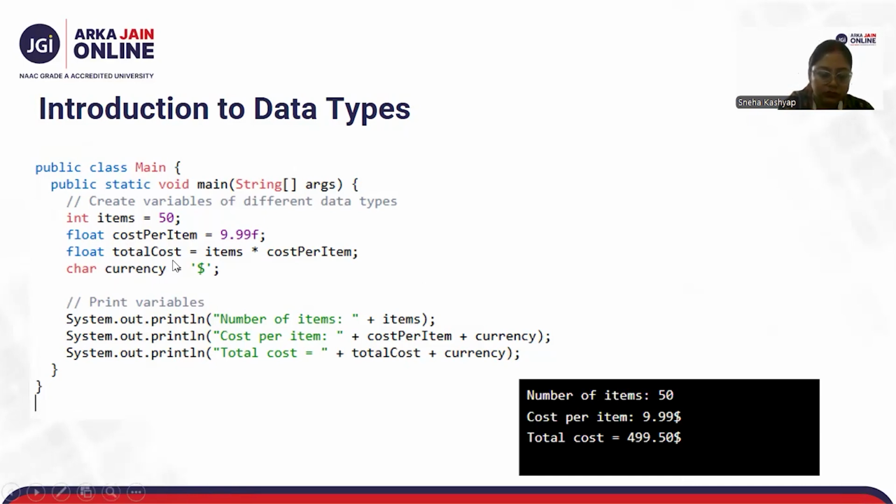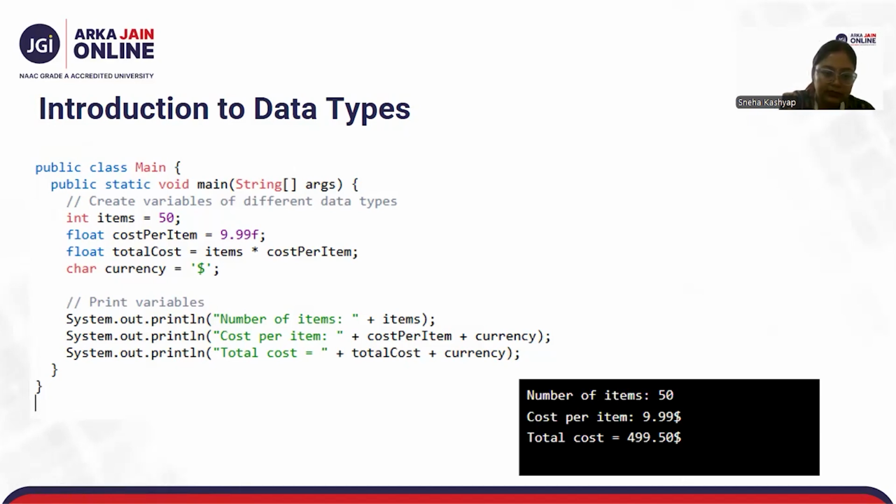Now next is total cost. In order to calculate the total cost of the given items, it should be the number of items multiplied by the cost per item. So we will get to know the total cost of the complete order, right? The last one I have taken is currency. Since the currency here is dollar, I have taken a character. So this dollar will be read as a character, and I have mentioned it in single quotation marks. So let's move to printing the variables.